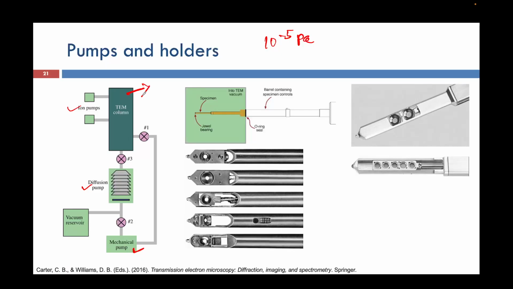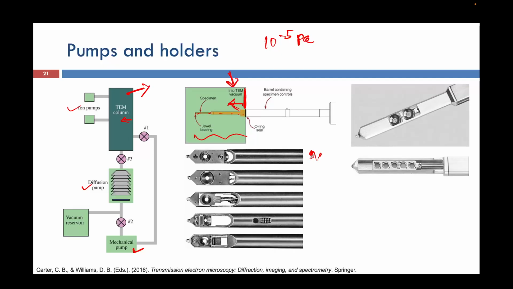Into this TEM column goes the specimen, and since I told you the sample shape cannot be random, there is a limitation to what we can put in. There are different types of holders available, called TEM sample holders. If you can see, after the O-ring, this entire portion will be in the TEM column, that means inserted into here. This section of the holder will be in the vacuum during your operation.